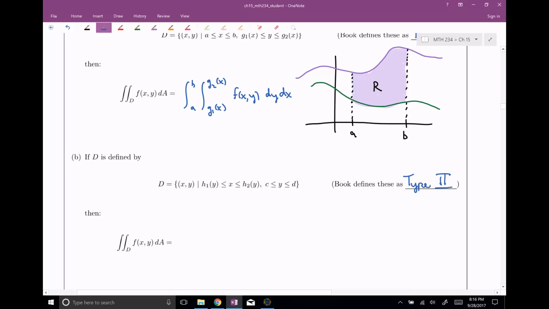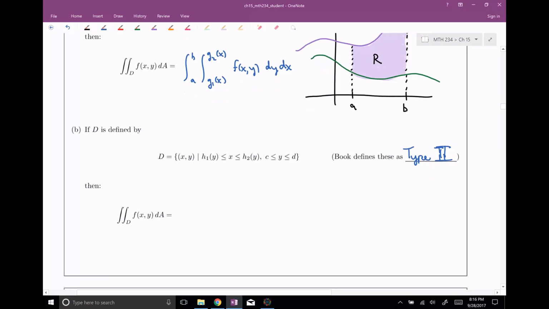I think they even use these Roman numerals here. So type 2 region. In that case, the volume under this function, or the surface, is going to be equal to, and then I would go ahead and integrate with respect to x first. So with respect to x, it's going to be h1 of y, h2 of y. Again, we're integrating the function f of x y. Let me move over this dx a little bit. And then we integrate with respect to y, and y goes from the constant c to the constant d.